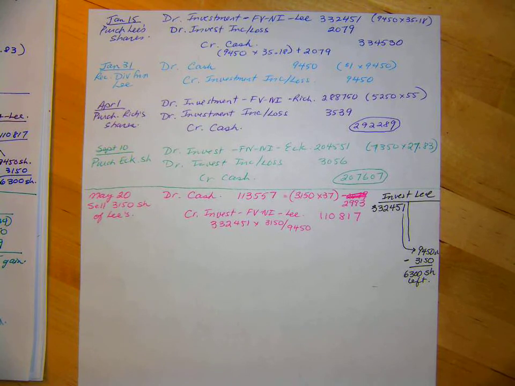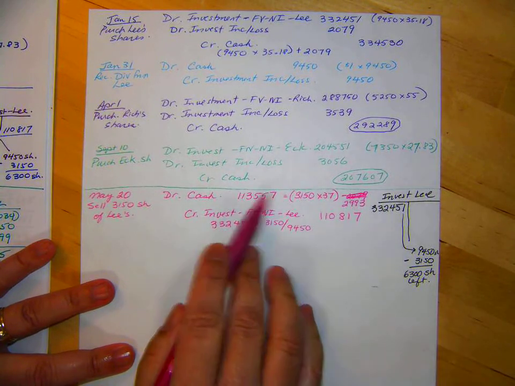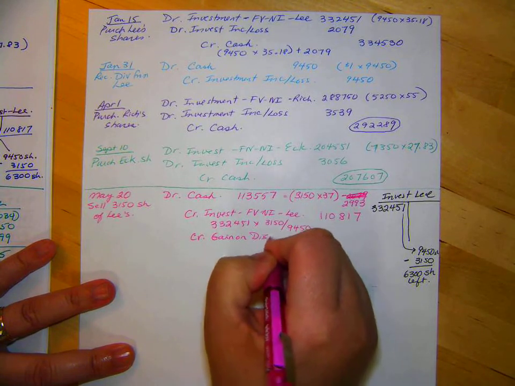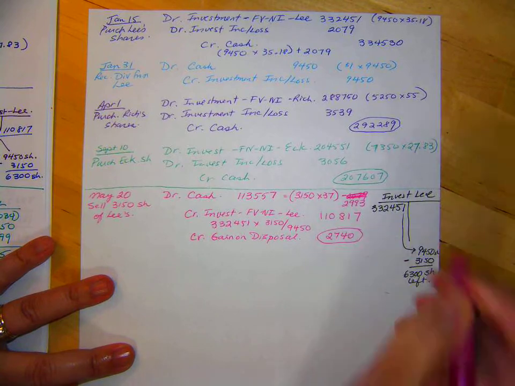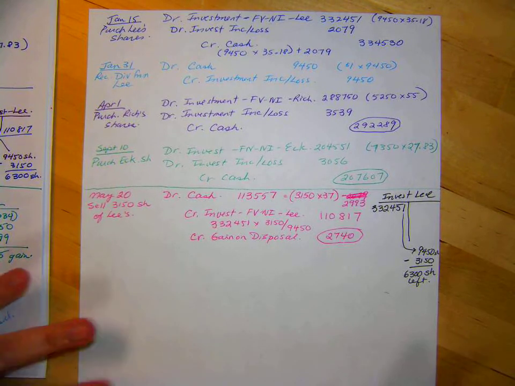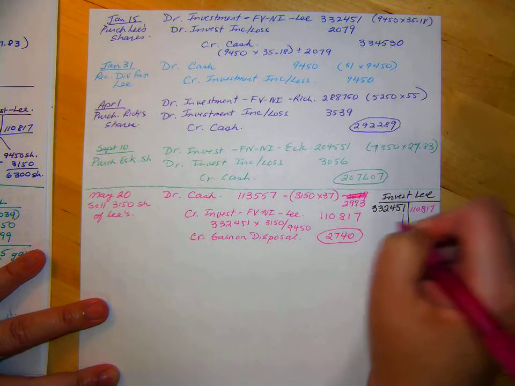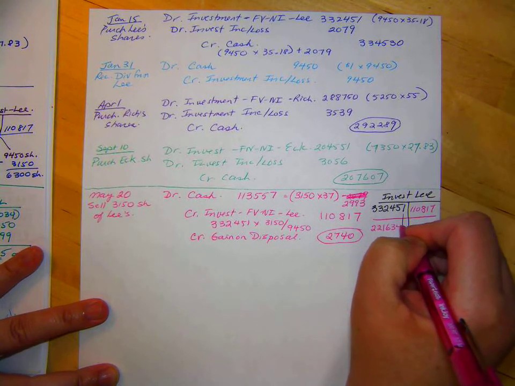It's not balancing. What does that mean? We have a gain or loss on sale. Okay? So, the difference is gain or loss on sale, so we need more credits. So it's a gain on disposal or sale, whatever; use what's there, and fill in the blank, and it's going to be 2740. So, just so you know, we take the 110 out, and we end up with 221,634.